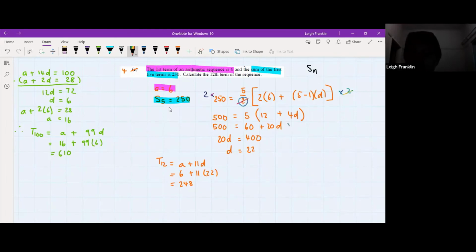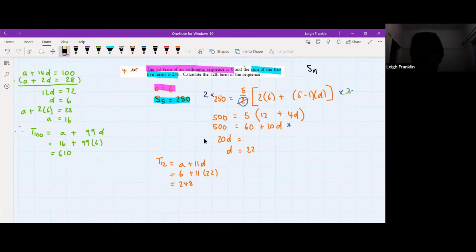In this line over here, I've just expanded the brackets and removed them. So 500 equals 5 times 12, which is 60, plus 5 times 4d, which is 20d. Because I only have one unknown, I can solve for d. So now making 20d the subject of the formula. Ooh, I think I've done something wrong here, because 500 minus 60 is not 400, is it? Haven't I made a mistake?